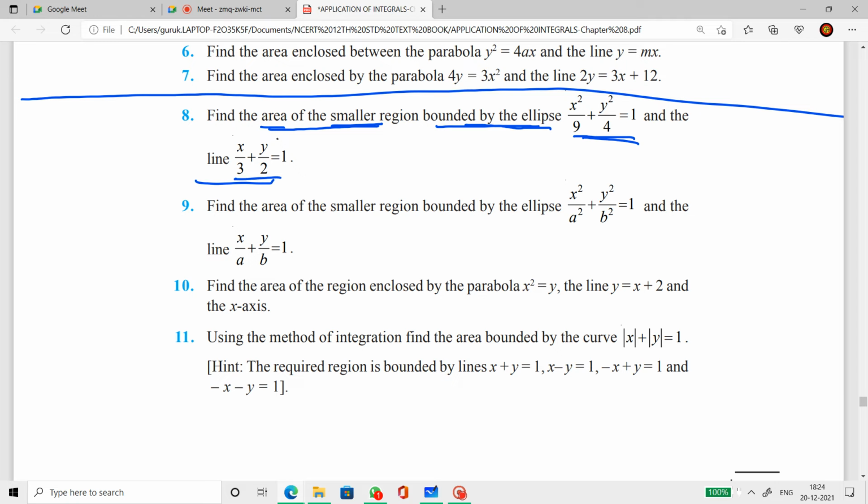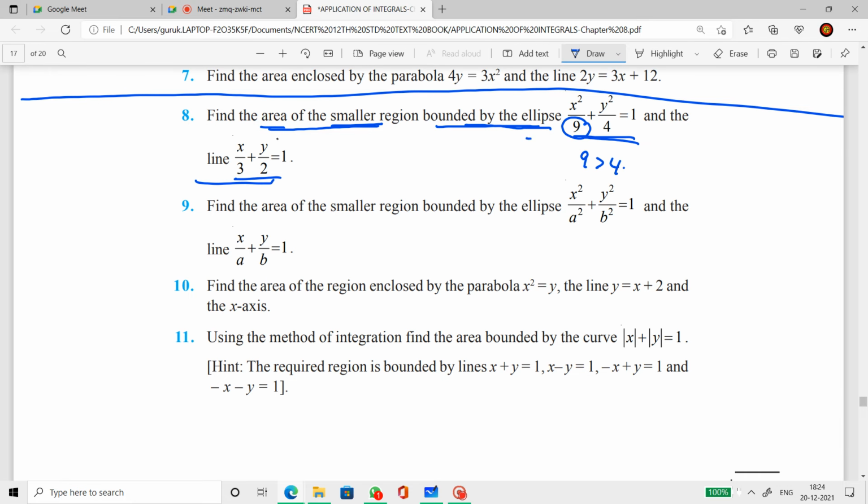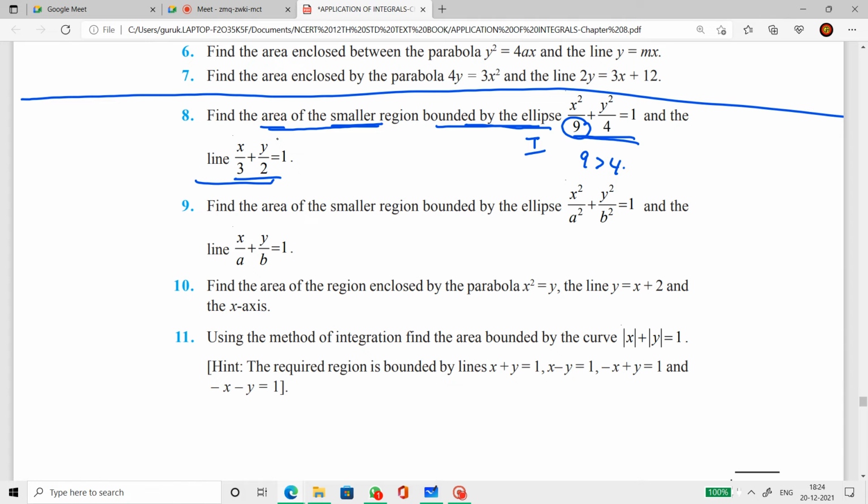Well, there are two types of ellipse: one on the x-axis and the other on the y-axis. Now to decide which type it is, I've already told you in the first few videos. A is always greater than B. In an ellipse, the A value is always greater than B. So if the greatest value is under x, it's the first type of ellipse. So here 9 is greater than 4. Therefore, this is the first type of ellipse, where the major axis will be the x-axis. So let's draw the main diagram.